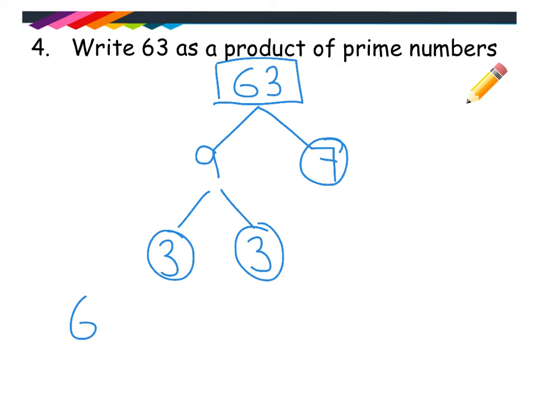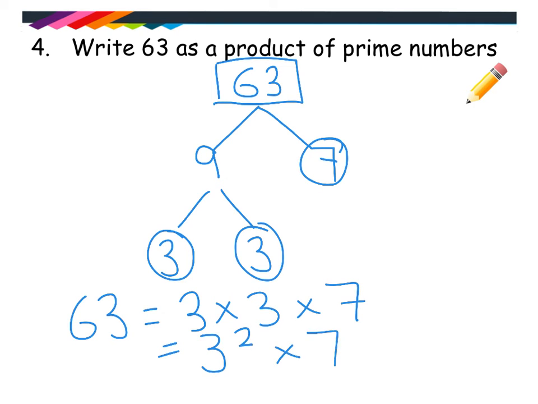So then you say, well, 63 is the same as 3 times 3 times 7. And remember, you could write that as 3 squared times 7. And you just put them in order from small to big. That's you done prime decomposition. And it's not that bad.